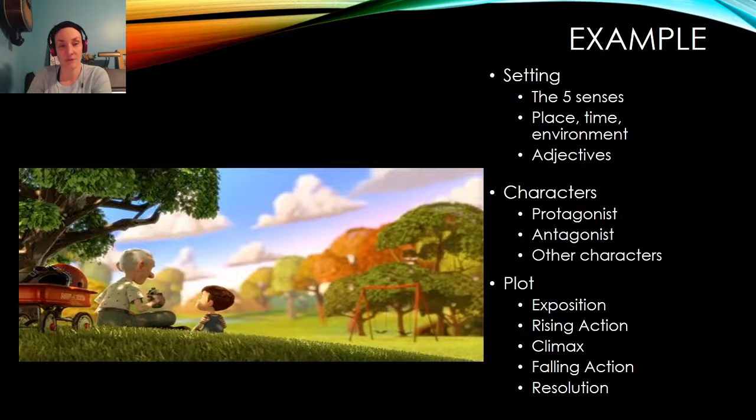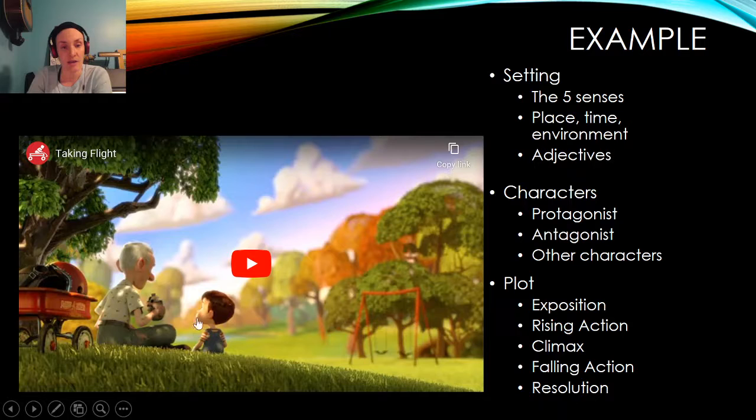So next, we're going to watch, hopefully, this short movie. I think it's about 8 minutes. And we're going to talk about the setting, characters, and plot from this movie.